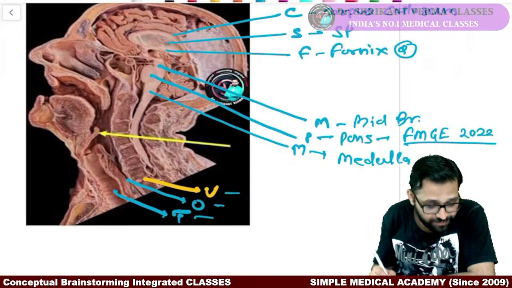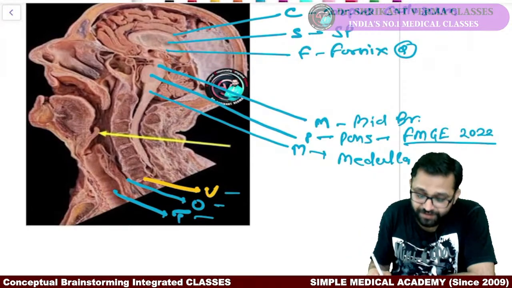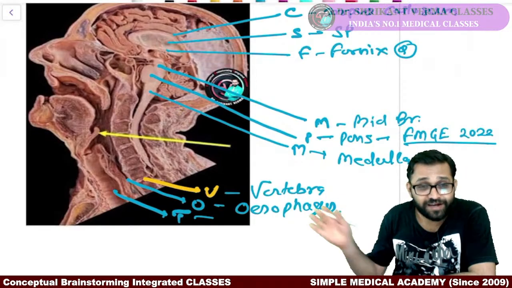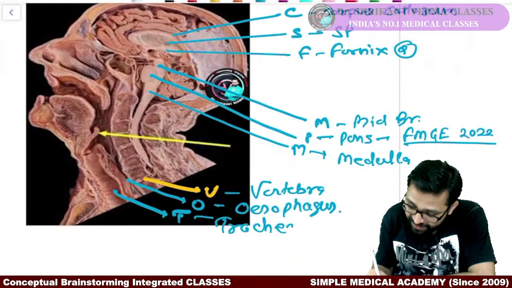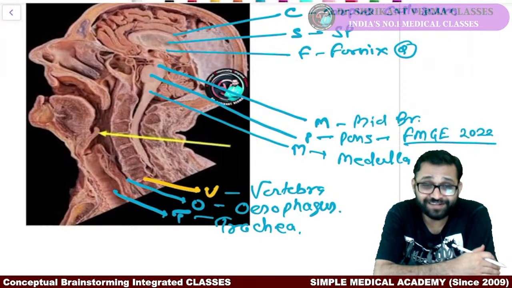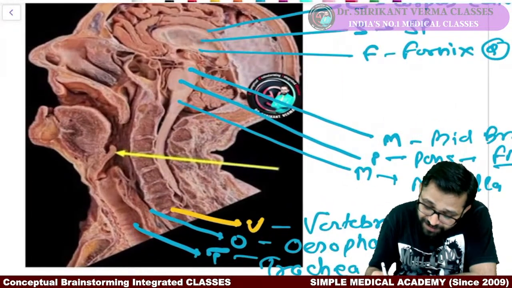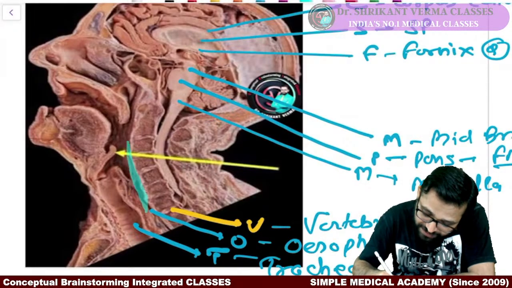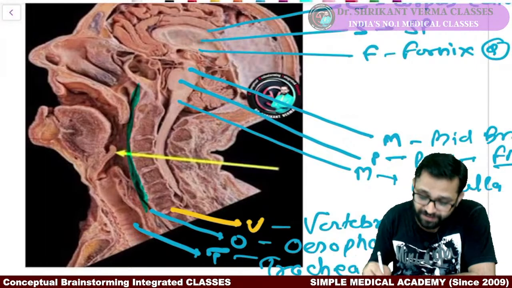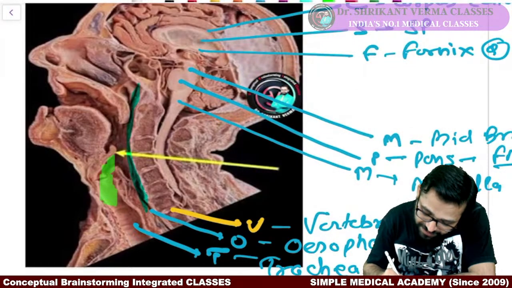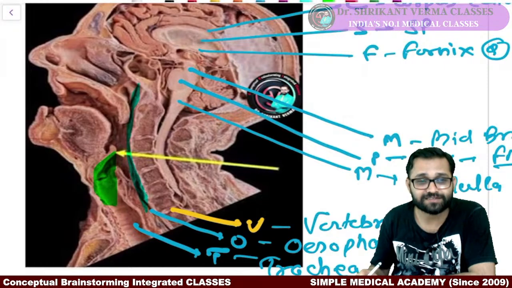What is the VOT? Tell me what is the VOT? V for vertebra. In front of the vertebra there is the esophagus. And in front of the esophagus there is the trachea. Yes, Preeti, you are correct beta. And I told you the concept: the upper part of the esophagus is known as the pharynx. So this is the pharynx. And the upper part of the trachea is known as the larynx. So this entire part is the larynx.